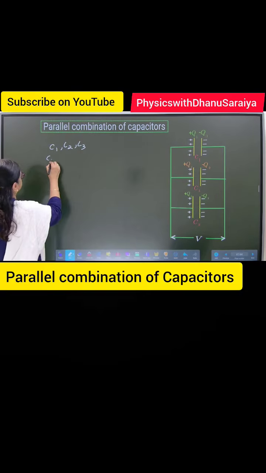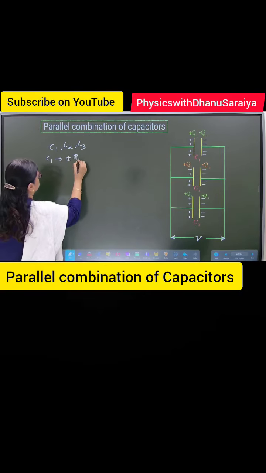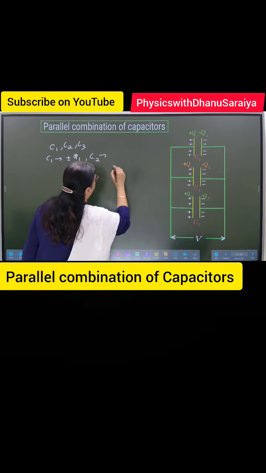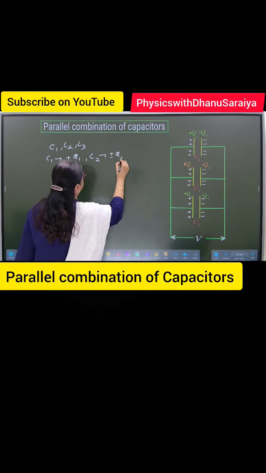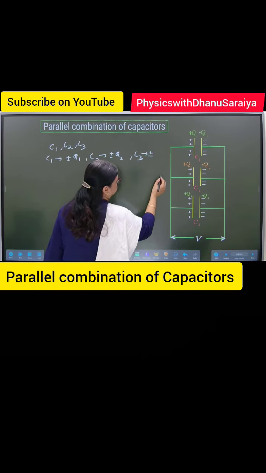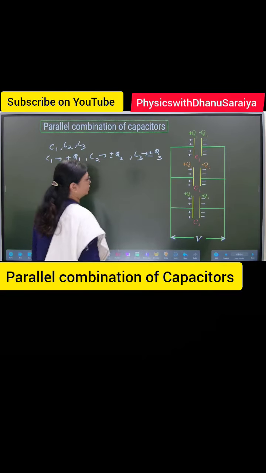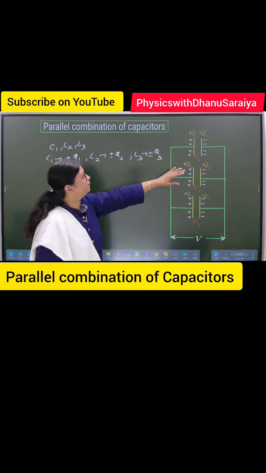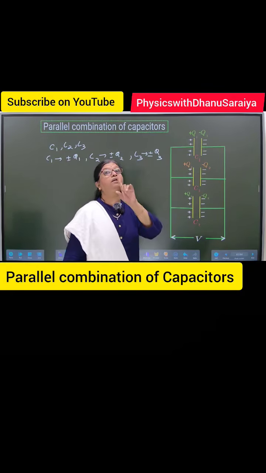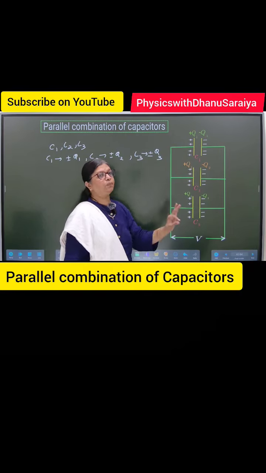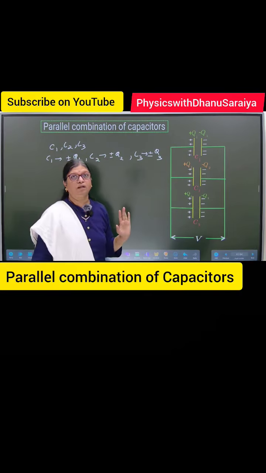C1 has a charge of plus or minus Q1 combination. C2 has a charge of plus or minus Q2 combination, and C3 has a charge of plus or minus Q3 as their combinations. The charges on the plates of each capacitor are different: Q1, Q2, Q3 for C1, C2, C3.